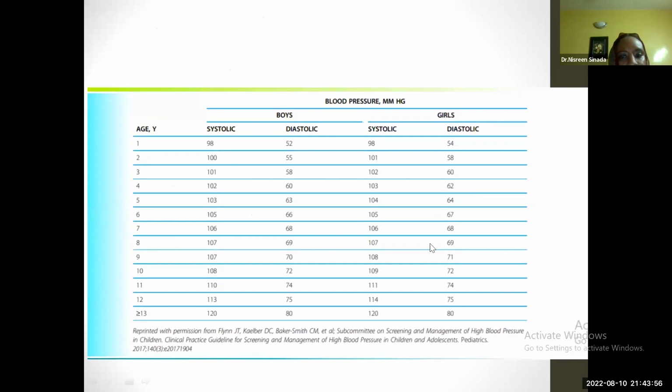And this is the blood pressure for the children according to the age, according to the American Academy of Pediatrics Subcommittee. And we notice that the cutoff of the blood pressure is lower than the previous fourth report of hypertension in 2004.